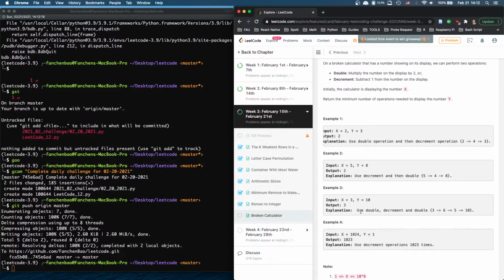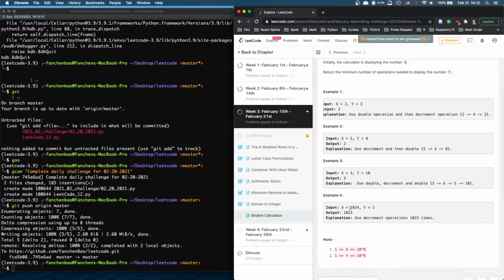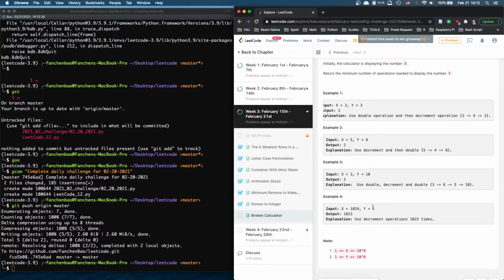Okay, I think we'll find something interesting here. If x is larger than y, then the only way to do it is decrement, because you cannot double. Doubling just makes it even harder; you have to use more steps. So the only way is to decrement.